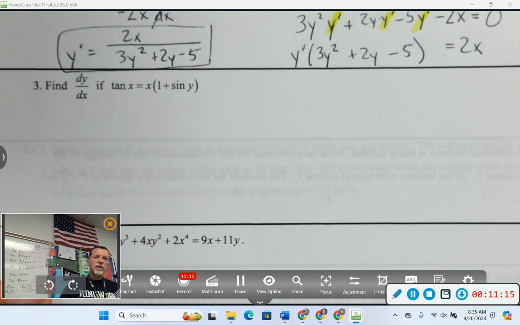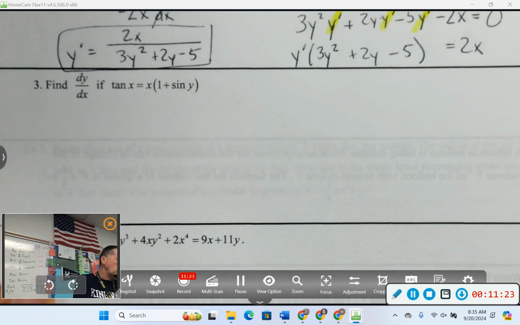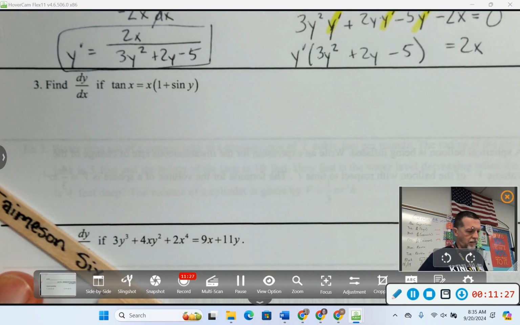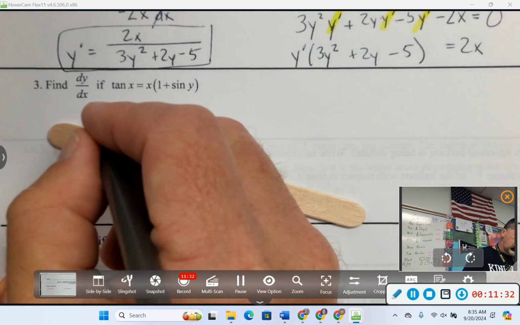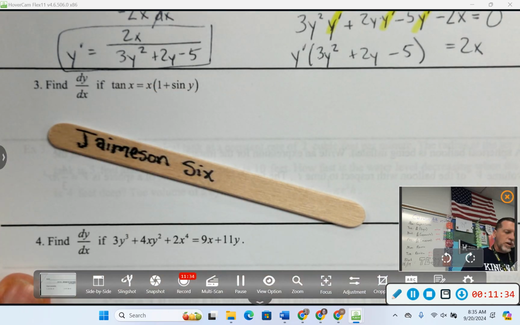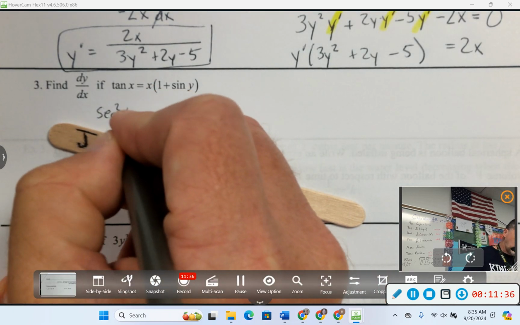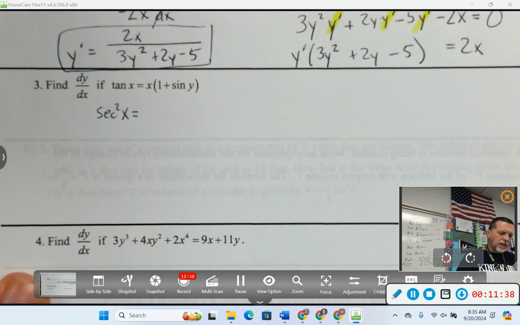Number 3. Find dy dx. Jameson, how about the derivative of tangent of x? Secant squared x. Yeah, secant squared of x.